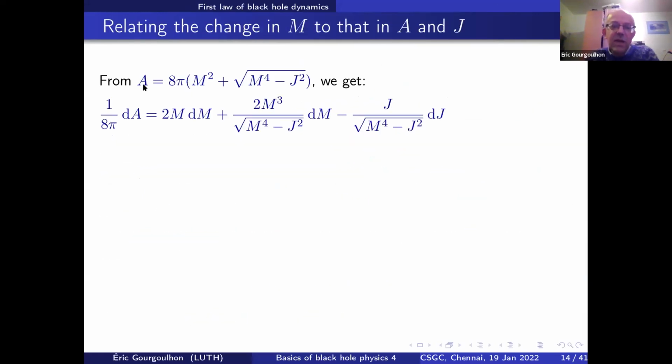Yes, this is the area of a black hole. So in the extremal case, this term vanishes. So the area is 8 pi M squared for an extremal black hole. It is not 0. So this means that this version of the third law of thermodynamics does not hold for the black hole, I mean, the version in which the entropy is 0 at 0 temperature.